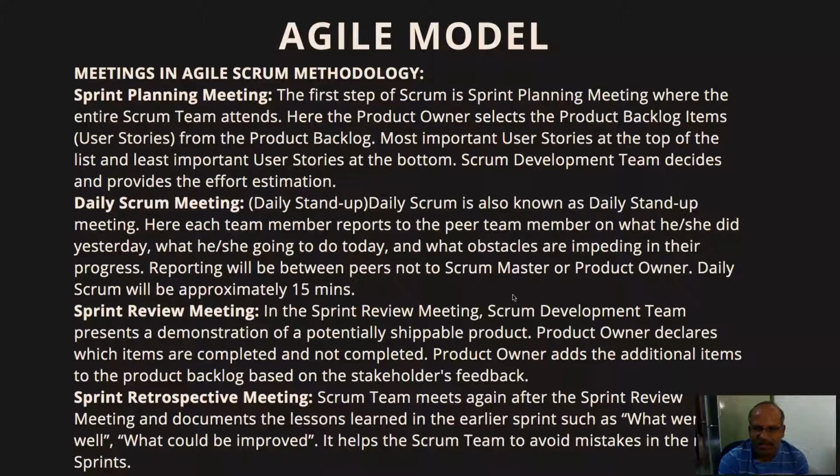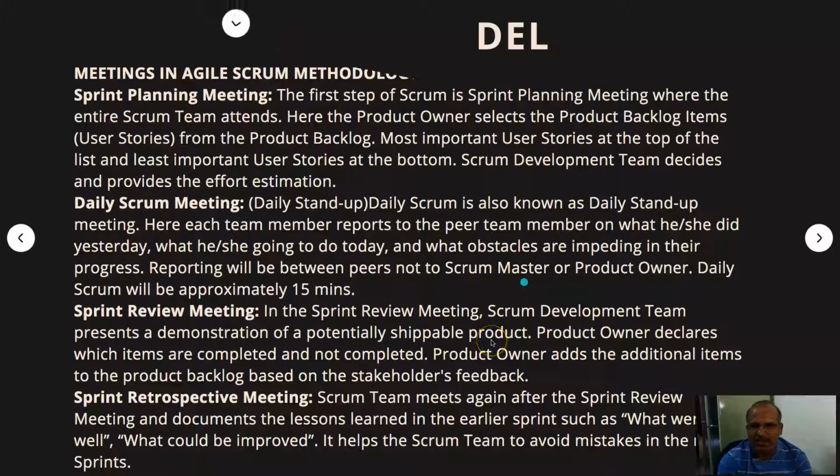Then the sprint retrospective meeting. This is the last meeting in the sprint, right? The Scrum team meets again after the sprint review meeting and documents lessons learned in the earlier sprint, such as what went well and what could be improved. It helps the Scrum team avoid mistakes in the next sprint. So these are the various meetings in the Agile model: sprint planning, daily Scrum, sprint review, and sprint retrospective meeting.